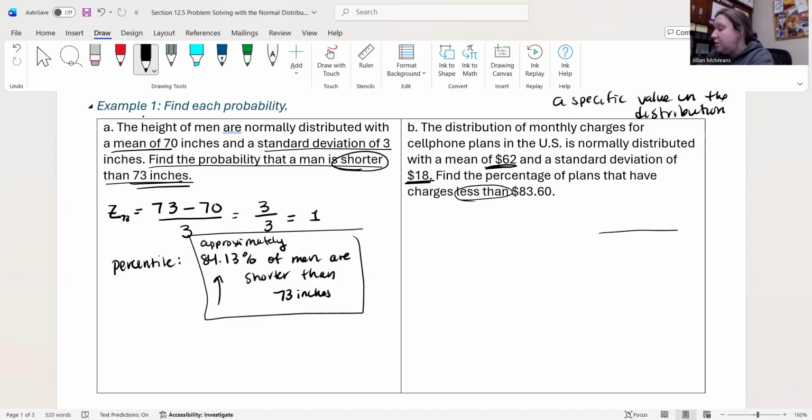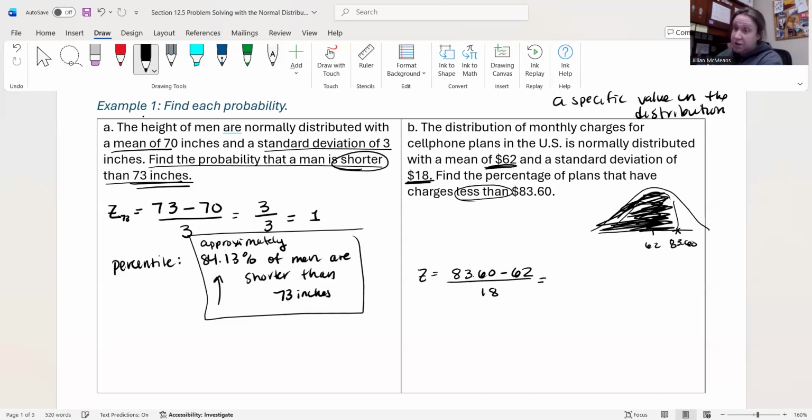So if we were to draw this, we have our mean of 62. We have a data item here of $83.60. We want to know what percentage of plans are less than $83.60. So we're looking for the percent of data that fall below this point. Okay, so let's find our z-score first. We take our data item, which is 83.60. We subtract our mean, which is 62. We divide by the standard deviation, which is 18.